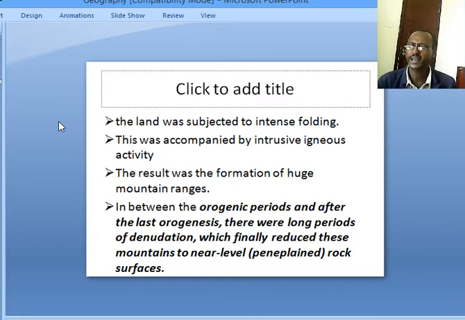In between the orogenic periods and after the last orogenesis, there were long periods of denudation which finally reduced these mountains to near level peneplain rock surfaces. First, mountains were formed, and later, by external or internal forces, these huge mountains formed during the period of orogenesis, or mountain formation, started to become a peneplain rock surface. Because of weathering and other activities, they lowered and came to denudation after a long period of time.